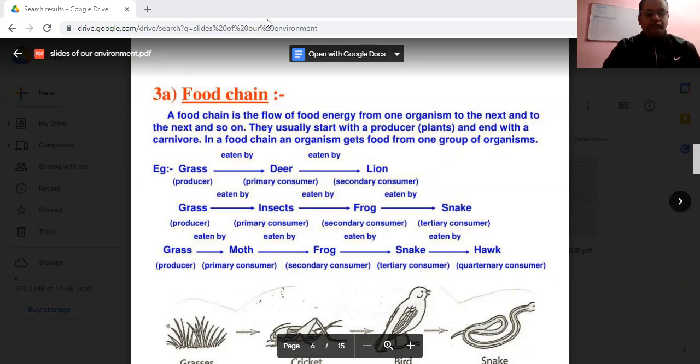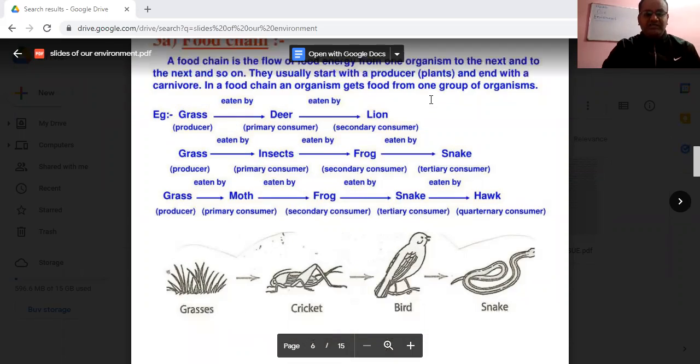Very good, Anjali, very quick. Yes, it is a sequence in which one organism eats the other organism to obtain energy. Very good. Sequence in which one organism eats the other. Yes, correct. Definitely. The sequence in which one organism eats another.